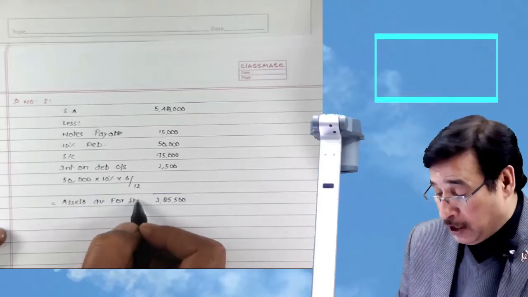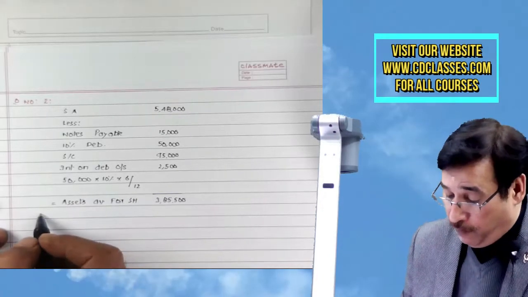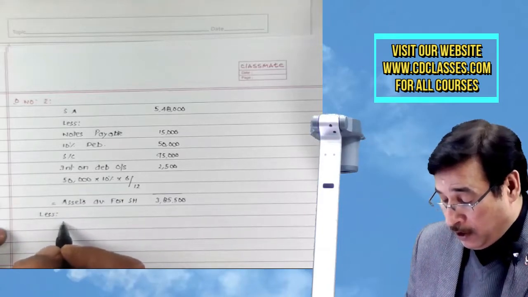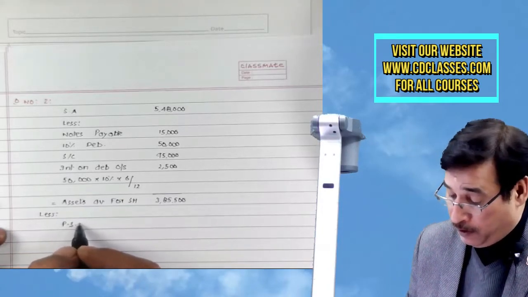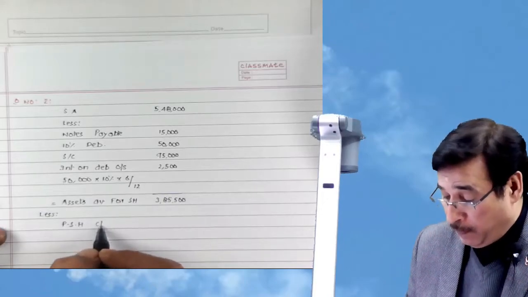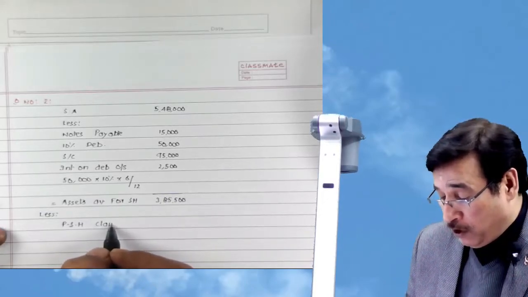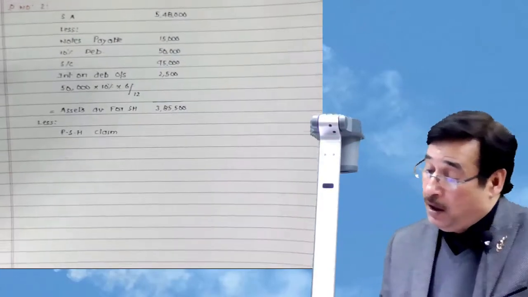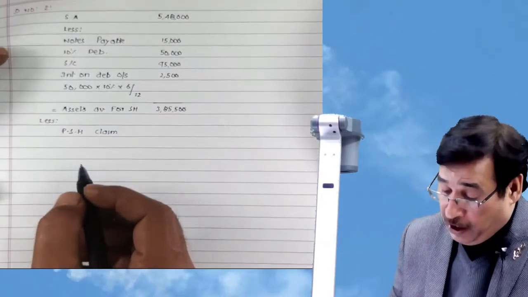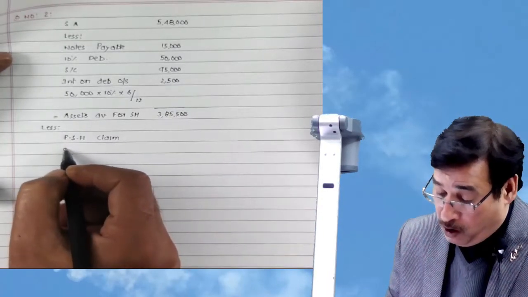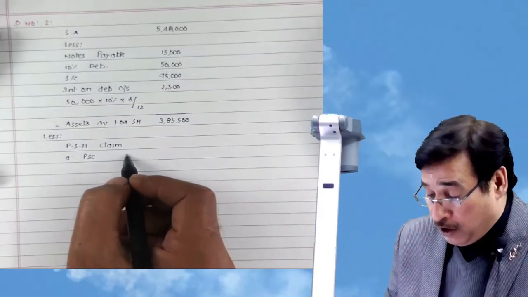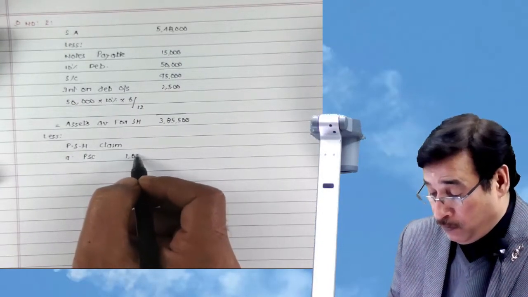Once you have assets for shareholders, from there on you will subtract preference shareholders' claim. Now preference shareholders' claim is in the form of preference share capital. Preference share capital is 1 lakh, which is given to you. Correct?